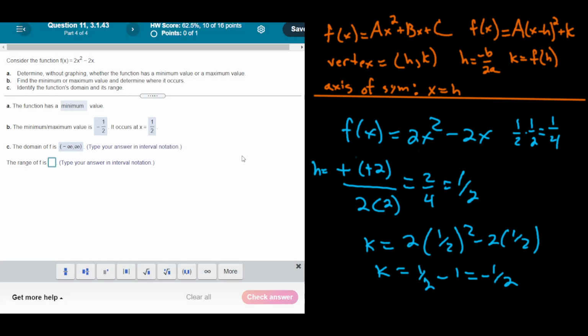Range. Which way does this parabola go? This parabola, the a is positive. Remember, this is 2x squared. So this is positive. So it goes up, which means it has a min, which means your range is k all the way to infinity. So what is your k here again? Yeah, negative 1 over 2, all the way to infinity.